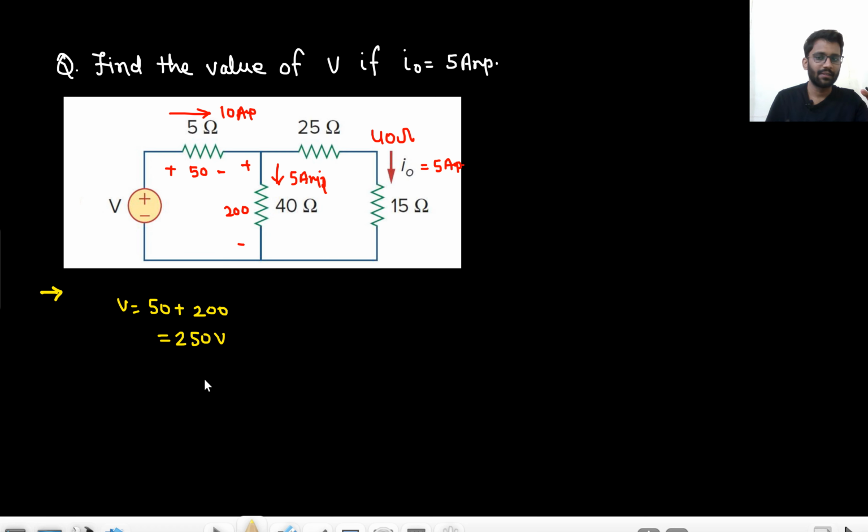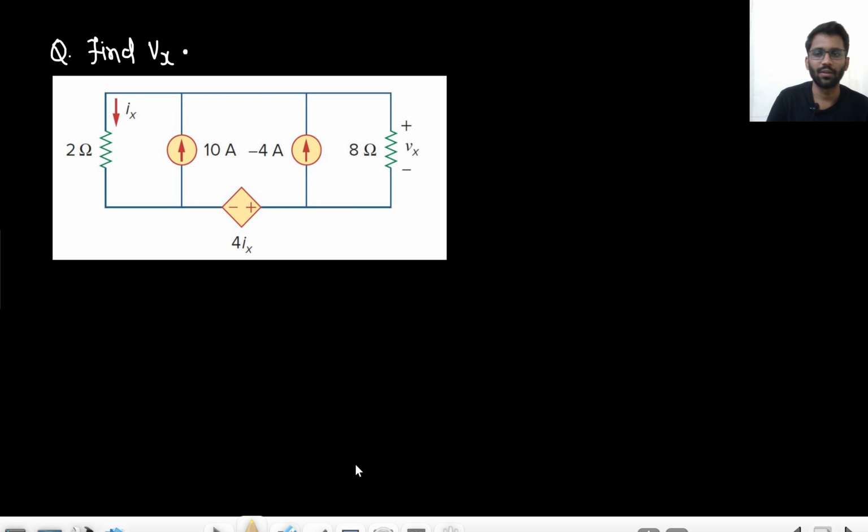5 ampere current here, that means the same 5 ampere current would be flowing in this direction. That means it would be giving a drop of 200 volt. And if 5 ampere here, 5 ampere here, that means 10 ampere current would be flowing through the 5 ohm resistance. So 50 volt drop here and 20 volt drop here. So total 250 volt drop.